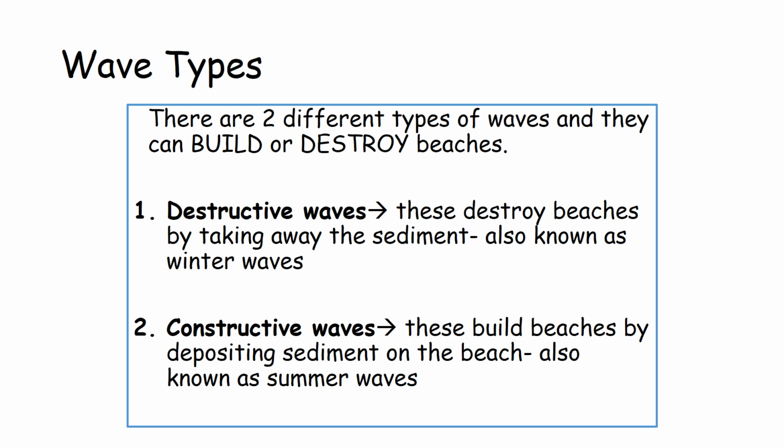There are two different types of waves, and these can either build or destroy the beaches. So our first type of wave that we'll be looking at is a destructive wave, and just like that term destructive, these waves destroy beaches by taking away sediment, also known as winter waves. That's when we see them most often. The other type of wave that we'll be looking at is a constructive wave. These waves build our beaches by depositing sediment onto the beach. These are also known as our summer waves.